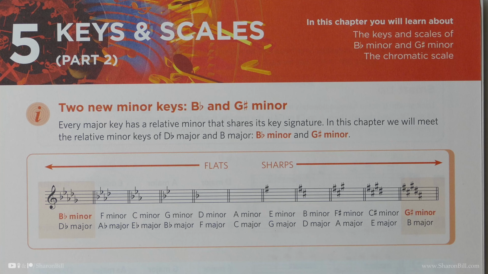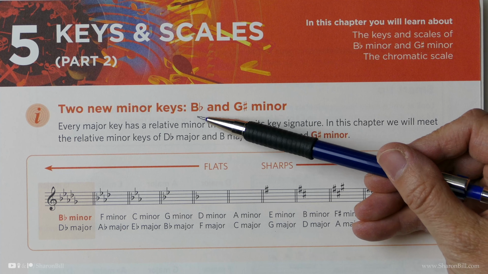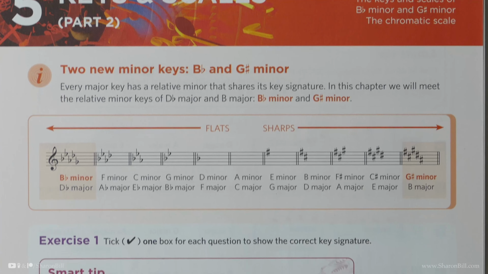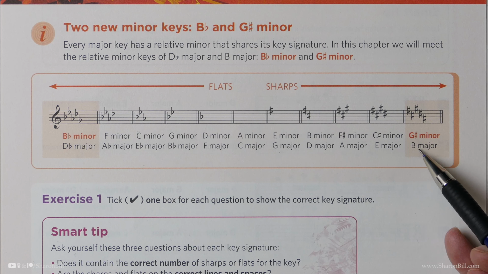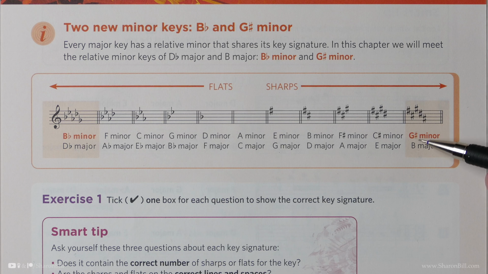We continue on now to page 30 of the Grade 4 Discovering Music Theory workbook, continuing to look at the topic of keys and scales, and now we're going to be looking at minor keys, in particular two new minor keys of B flat minor and G sharp minor. And that's to work in with the new major key signatures that we've worked with. So we learnt about B major with 5 sharps and D flat major with 5 flats, and now we're going to add the relative minors.